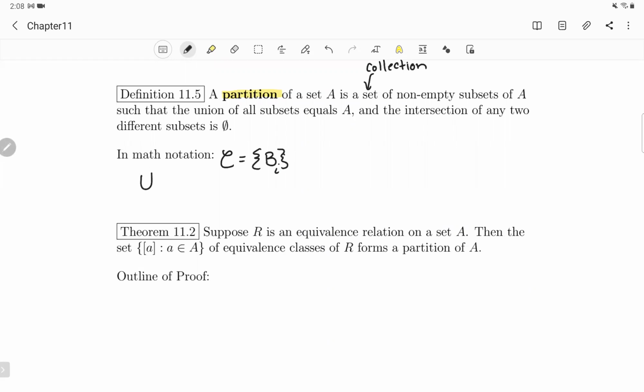The union, if I take everything out of C, needs to give me all of my original, in this case was capital A, and B of I intersect B of J has to be empty, and we'll say if I is not equal to J, okay?